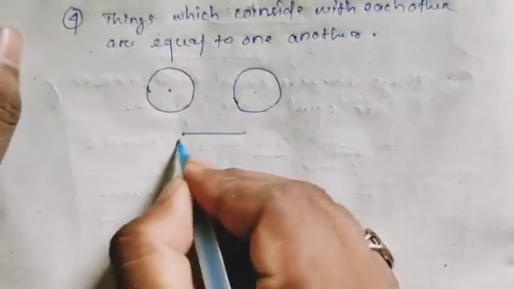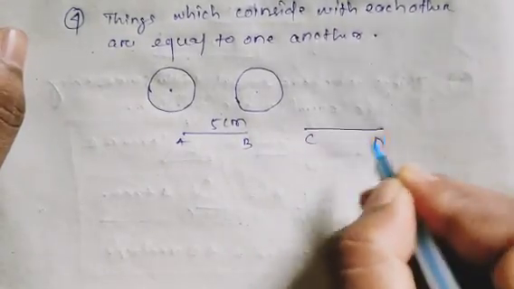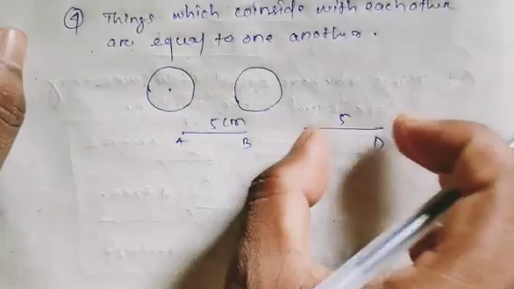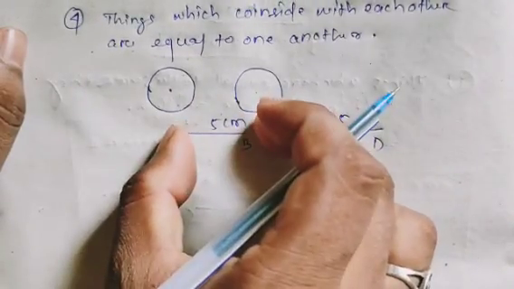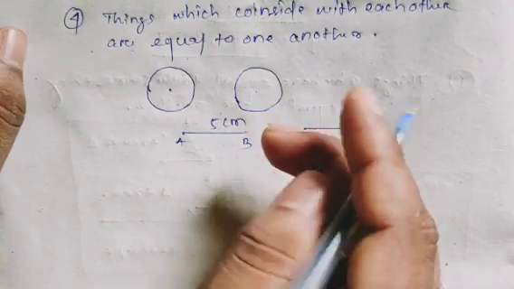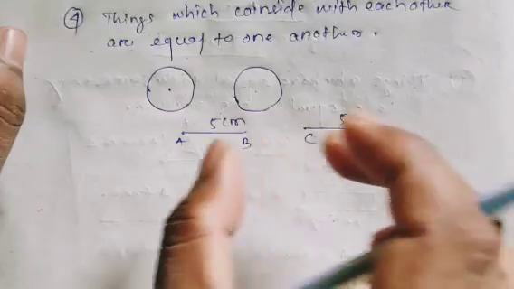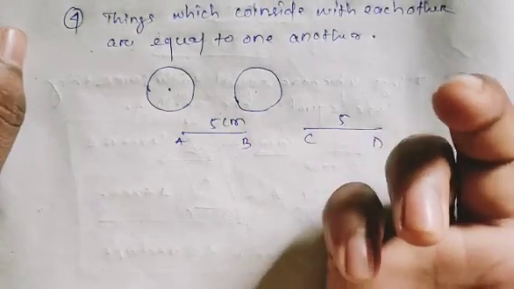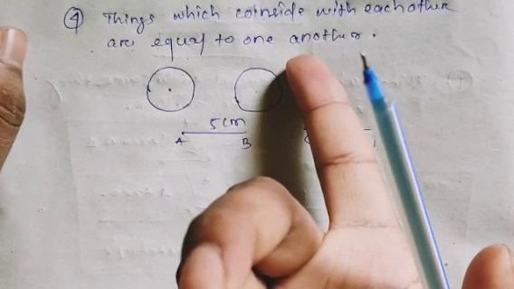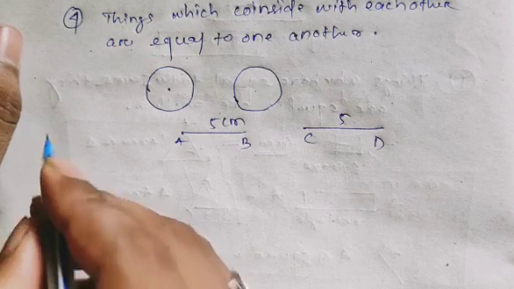Let this be a line AB, which is 5 centimeter. Another line is CD. This is also 5 centimeter. If I put this CD upon AB, they will coincide with each other. We can't identify which one is AB and which one is CD, because they coincide. If two things coincide with each other, they are equal to one another. This is axiom number 4. Understand? Okay, we'll go to axiom number 5.